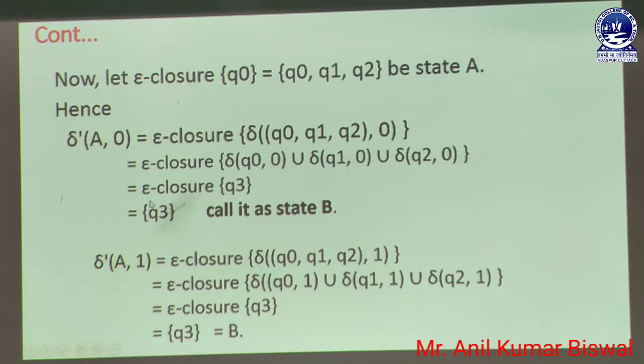So here, the epsilon closure of Q3 is always itself, that state is Q3, which we can call state B. Here Q3 is considered as state B. Whenever we say state B, it is known as state Q3. Similarly, when we want to calculate the transition of A with input 1, A means the set of three states Q0, Q1, Q2 combined and considered as a set.